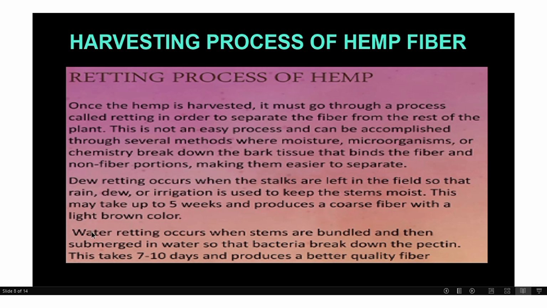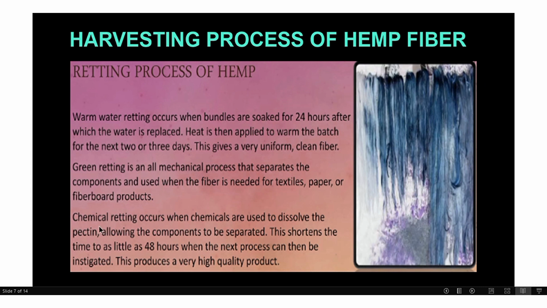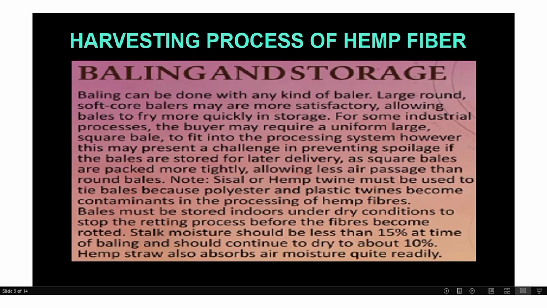Further, water retting occurs when the stems are bundled and then submerged in water so that bacteria break down the pectin, and it takes 7 to 10 days. So dew retting takes 5 weeks, and water retting takes 7 to 10 days. And we have also discussed chemical retting. It is 48 hours. It is a short time compared to both retting processes.